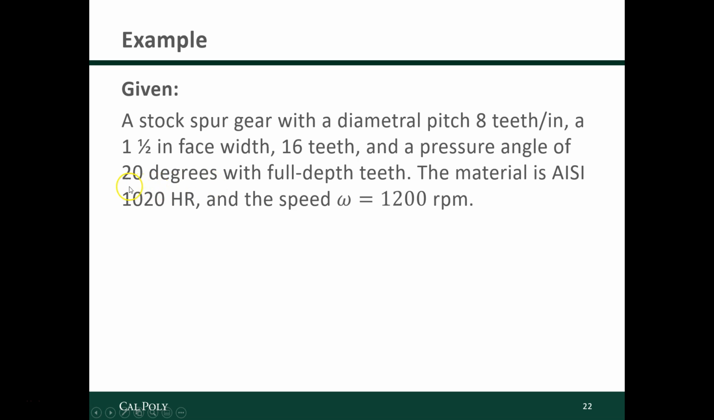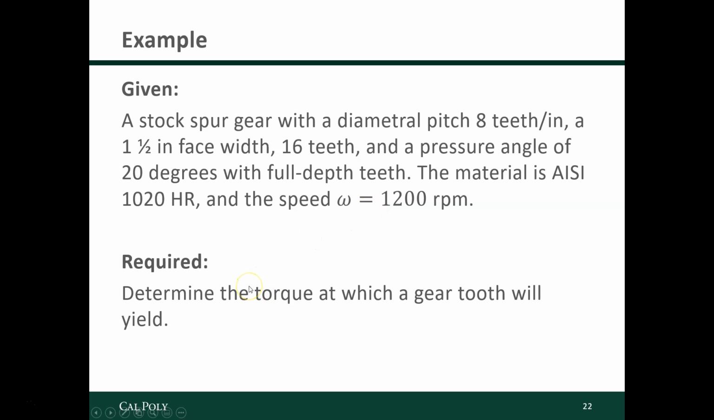That's our phi, the angle of the line of action of the gear with respect to the tangent of the pitch circle. And it has full depth teeth, and that's just telling us that you can use the Lewis bending factors from the previous slides. The material is AISI 1020 HR, which is going to give us our yield strength, and the speed, omega, is 1200 rotations per minute. So we have to keep in mind that's in rotations and not radians. But the question is to determine the torque at which a gear tooth will yield.